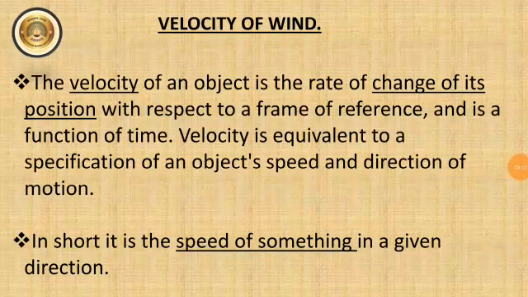Now, velocity of wind. What is velocity? The velocity of any object is the rate of change of its position. That means it changes the position. It moves from one place to another with respect to a frame of reference and is a function of time. Velocity is equivalent, that is, it is equal to a specification of an object's speed and direction of the motion. That means the direction in which it moves. So in short, what is velocity? Velocity is the speed of something in a given direction, or movement of something in a given direction.